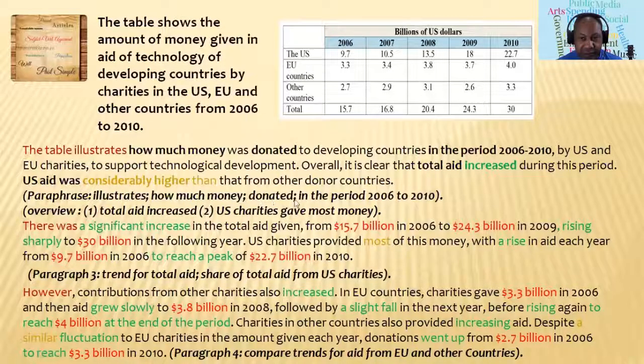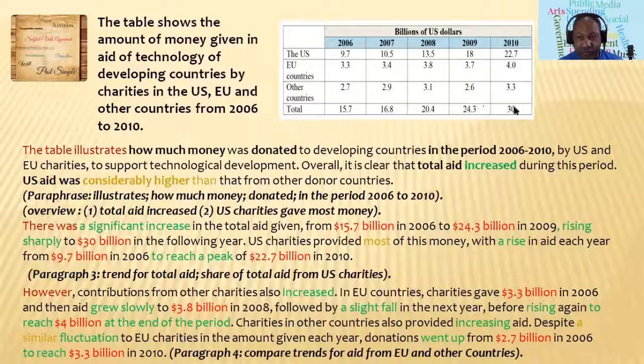How much money donated in what period? Okay, there was a significant increase in the total aid given from 15.7 billion in 2006 to 23.4 billion in 2009. There. Significant increase. Rising sharply to 30 billion in the following year.